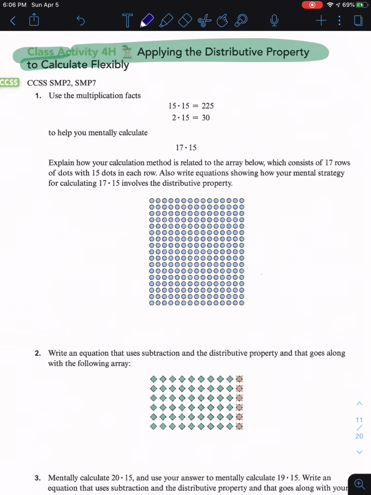Just as commutative and associative properties are very helpful in calculation, so is the distributive property. So for example, let's say that we know that 15 times 15 is 225 and 2 times 15 is 30. Those are numbers that kids might remember with the perfect squares. Kids often remember perfect squares, and 2 times 15 is 30 is a doubling number, so it's quite reasonable for them to know what those are.